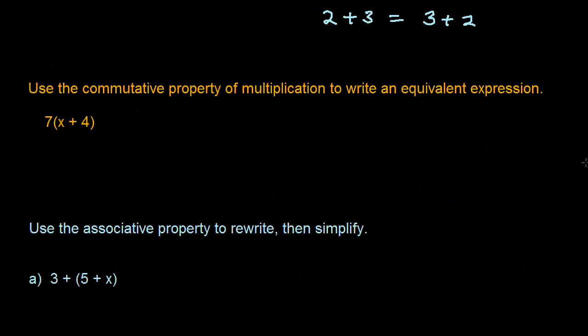So 3x plus 2y, all we need to do is change the order and write it as 2y plus 3x. The next problem says to use the commutative property of multiplication to write an equivalent expression. The commutative property of multiplication means just change the order in a multiplication. So instead of 2 times 3, we would write that as 3 times 2. And in our problem, we do have a multiplication. It's 7 times the quantity x plus 4. We'll change that order to x plus 4 first, and then multiplied times 7.